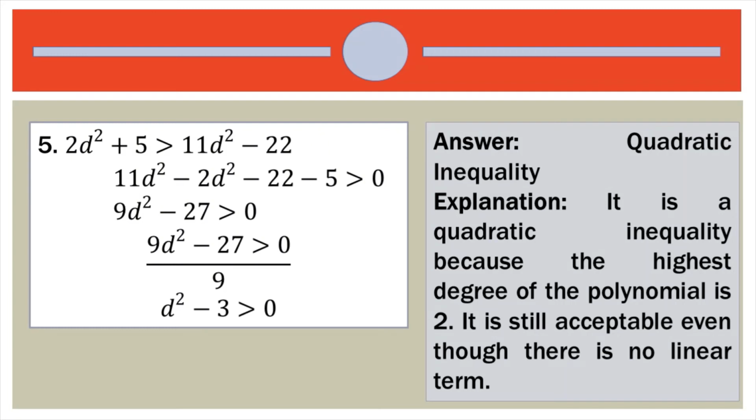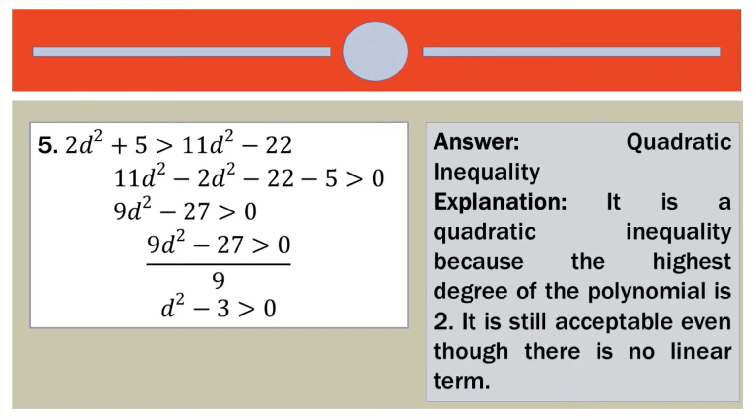Next is to combine like terms. So we have 11d squared minus 2d squared, that is equal to 9d squared. And negative 22 minus 5, we have negative 27. So we have 9d squared minus 27 is greater than 0. To simplify, we simply need to divide by 9 since 9 is their GCF. So we have 9d squared minus 27 greater than 0 divided by 9 is equal to d squared minus 3 is greater than 0. So our answer is that this is an example of quadratic inequality.